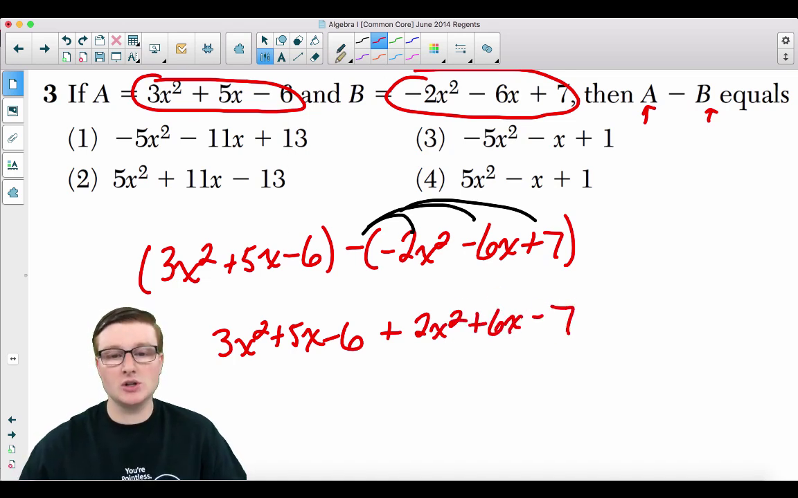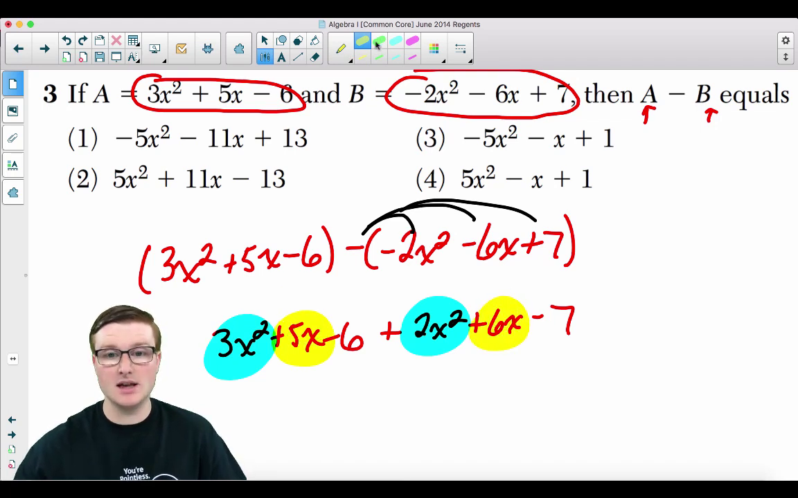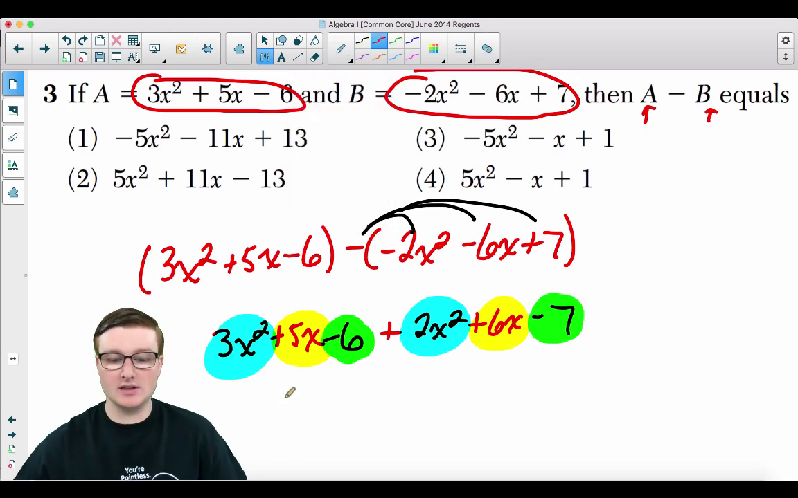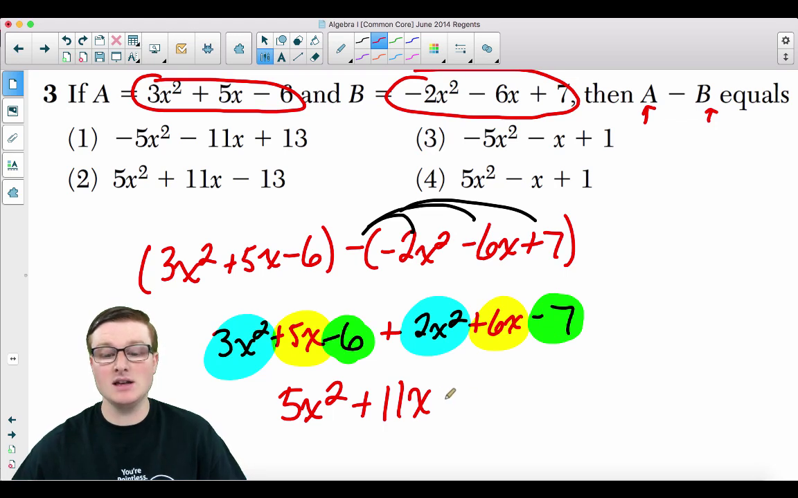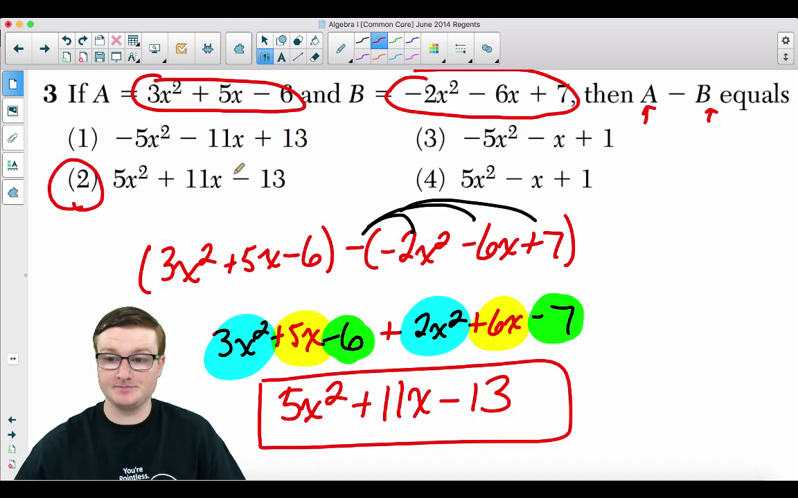From here, we're just going to combine like terms. So that 3x squared could combine to the 2x squared. That 5x could combine to 6x. And the negative 6 could combine to negative 7. So 3x squared plus 2x squared, that's just going to be 5x squared. 5x and 6x give you 11x. And negative 6 minus 7 is going to be negative 13. So your answer is going to be choice 2 for number 3.